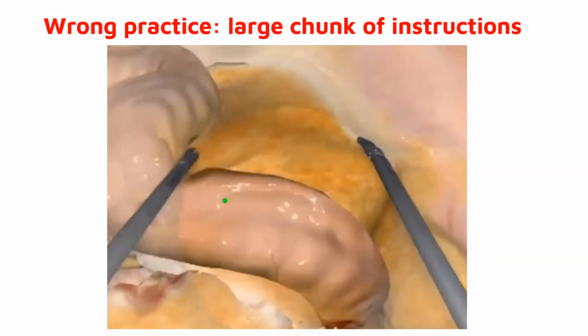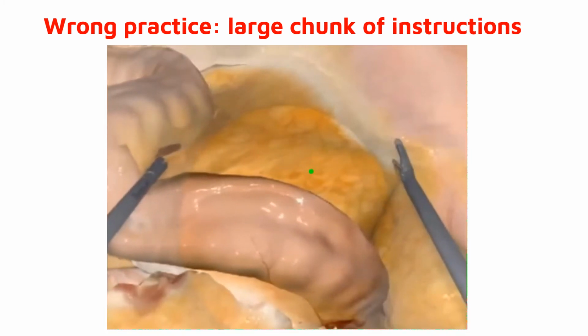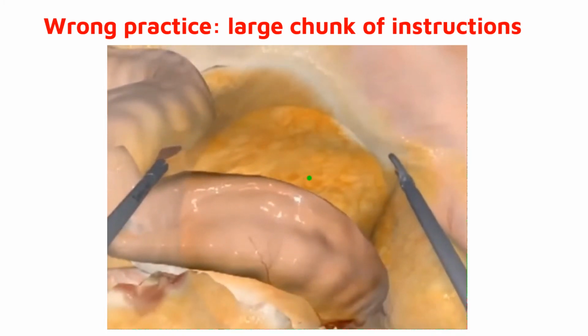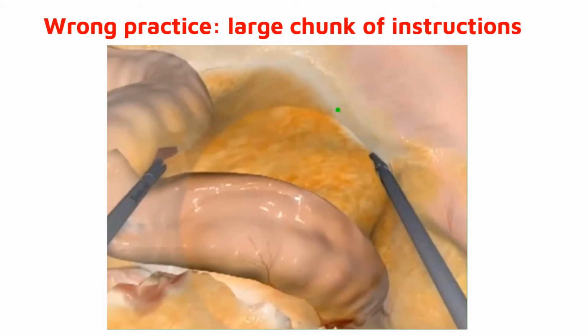Here is an example of a wrong practice of giving a large chunk of instructions at once. So with your non-dominant hand, I want you to grab this tissue right around here and pull it to the left. And with your dominant hand, cut this tissue along this line.